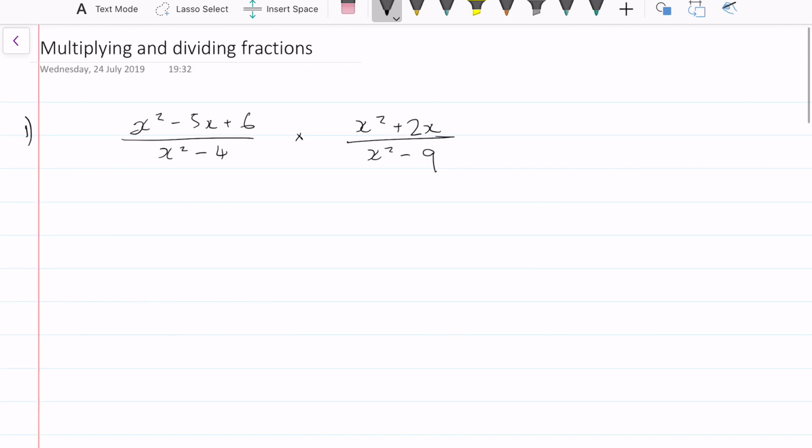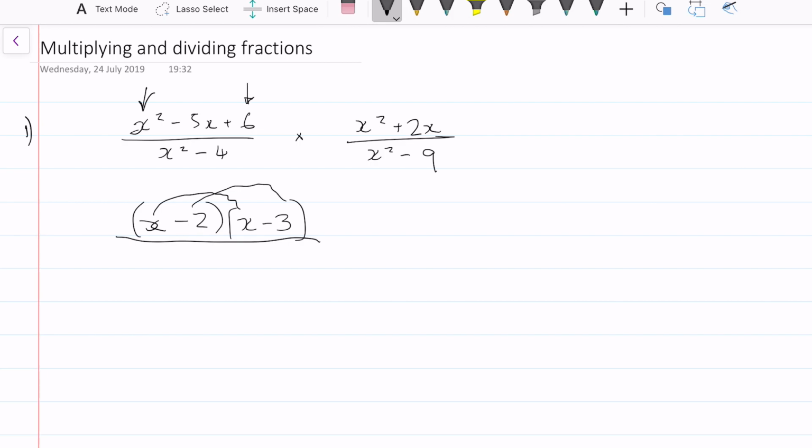Okay, so factorizing the first term, we get x minus 2, x minus 3. I'll explain the first one. x times x gives us our x squared. Our minus 2 times minus 3 gives us our positive 6. And then x times minus 3 plus minus 2 times x gives us a negative 5x there. But again, if you aren't comfortable doing that, then I suggest you go watch the previous videos.